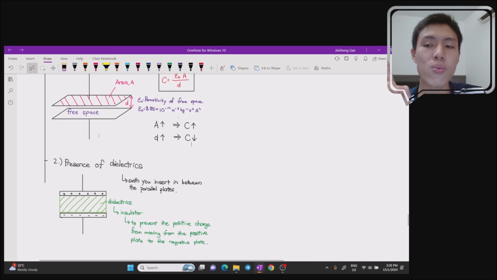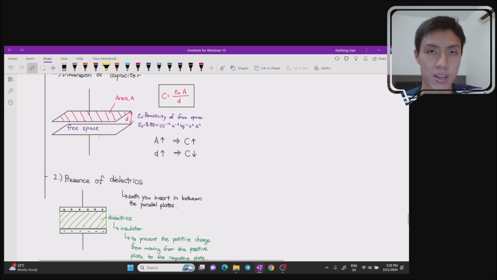Next, you look at the presence of dielectrics. The second way for us to change the capacitance is by replacing the free space here with something else. It means that we insert something in between the two plates. The thing that we insert in between the two plates, we'll call a dielectric. A dielectric is something that you insert in between the parallel plates.